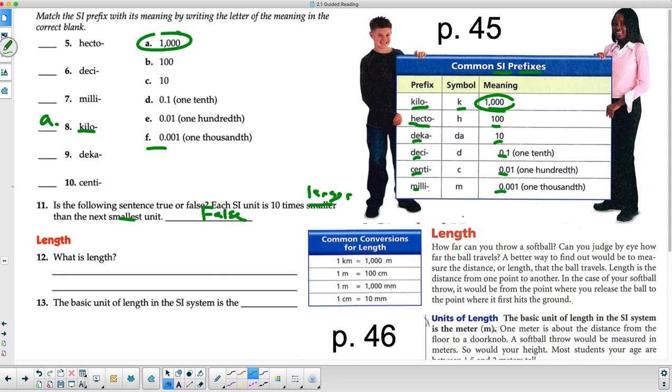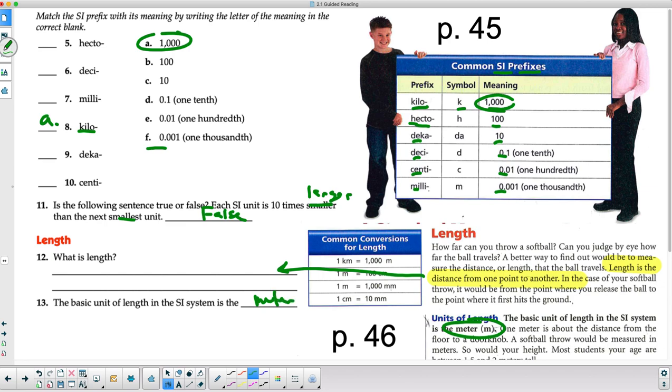What is length? Length, if we look here and read where length is, it says, how far can you throw a softball? Can you judge by eye how far the ball travels? A better way to find out would be to measure the distance, or length, that the ball travels. Length is the distance from one point to another. Okay? That's what would go here then. Right there. The basic unit of length in the metric system is 1 meter.